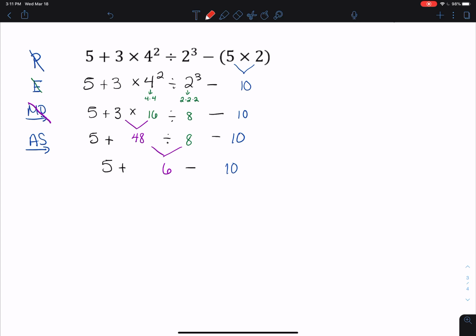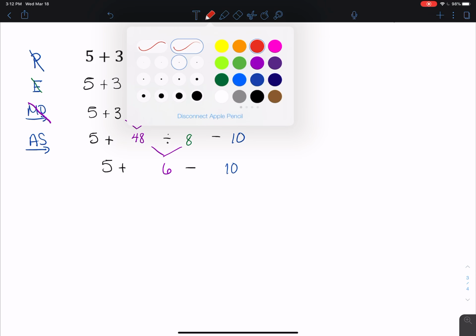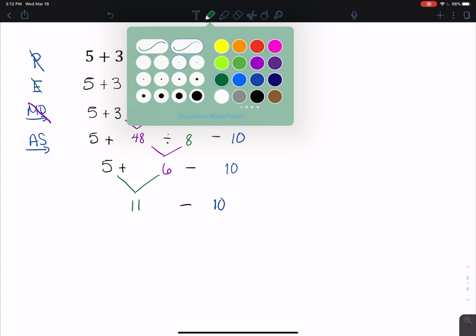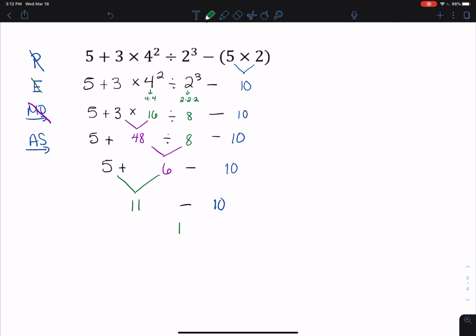There is addition and subtraction left. So I'm going to do my addition and subtraction left to right in the problem. If I do that addition first, 5 plus 6 gives me 11. I need to bring down that minus 10. And when I do 11 minus 10, that gives me 1 for my final answer.